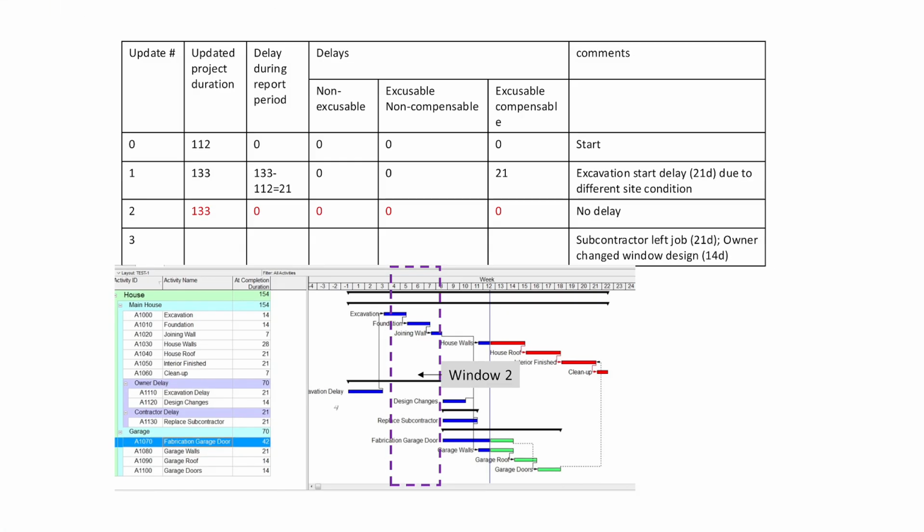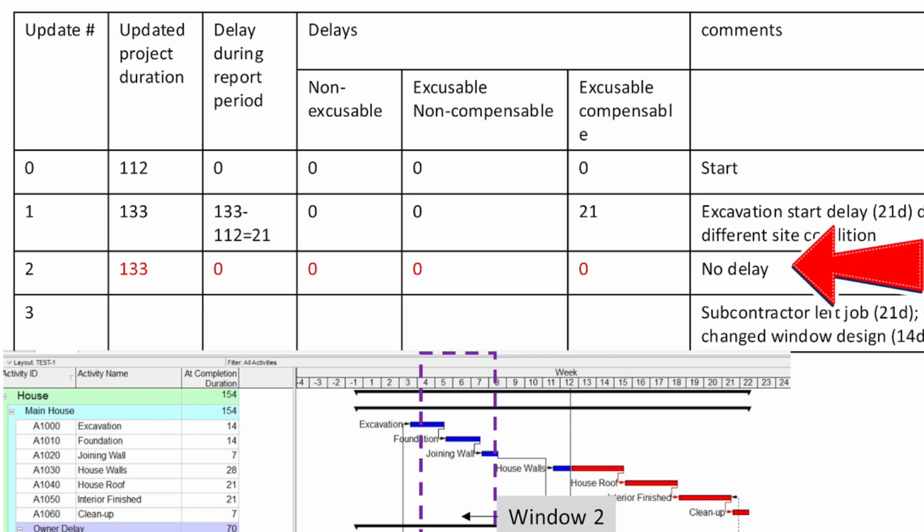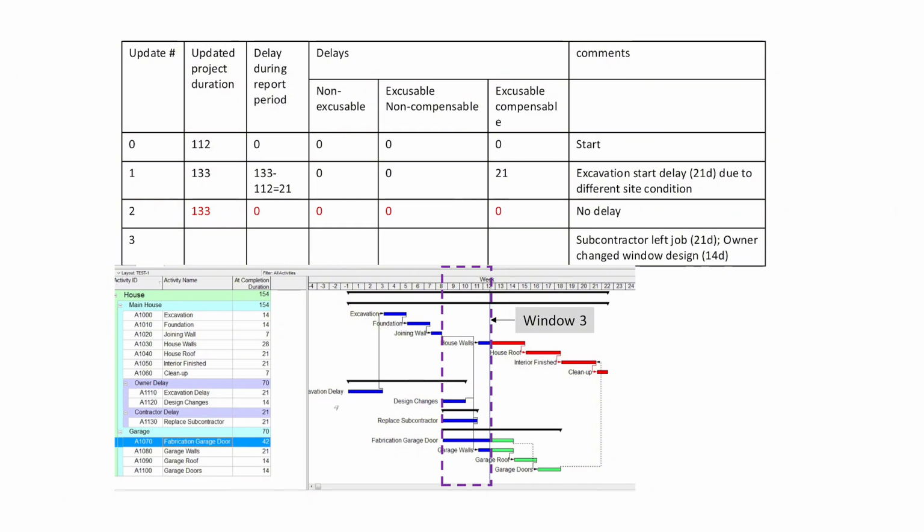In the second window, nothing happened. No events, no delays, no changes. So the project timeline stayed exactly the same as before. Now, in the third window, things got more interesting.